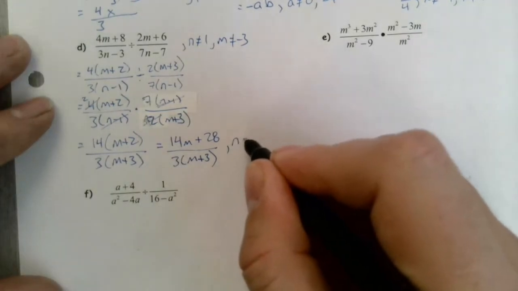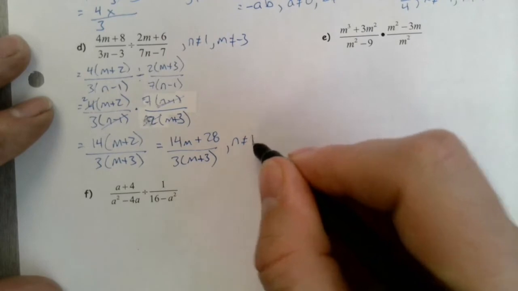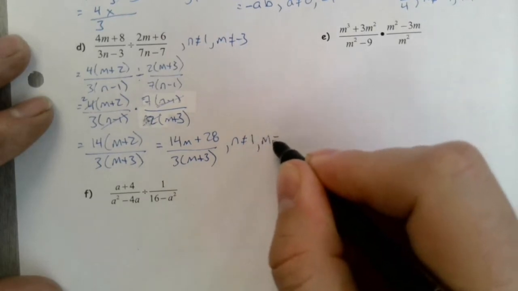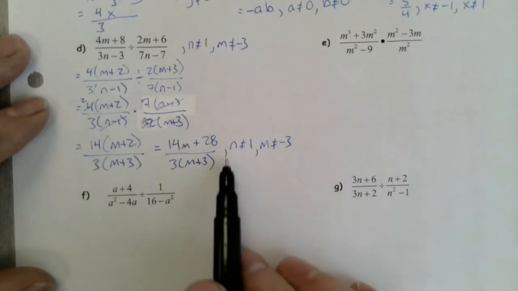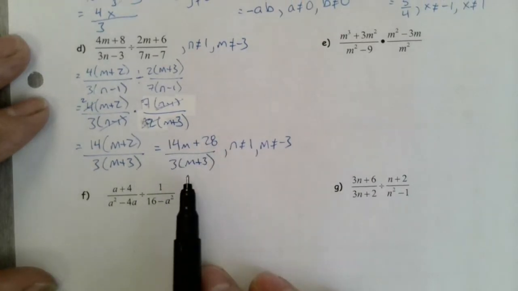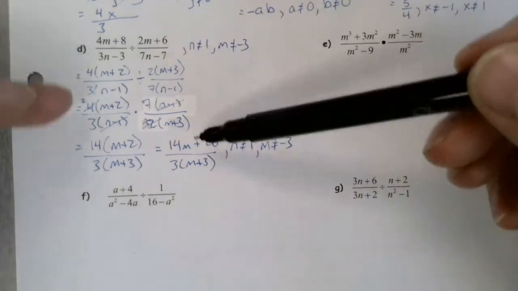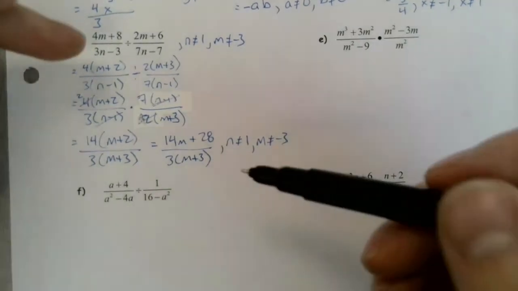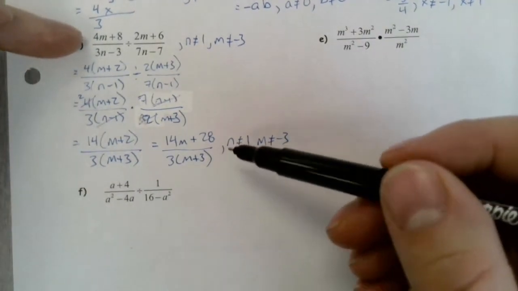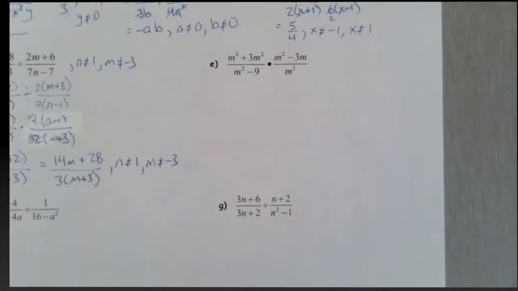But remember, that's only true so long as n is not equal to 1, and again, m is not equal to negative 3. And again, I know that looks weird because there isn't even an n in the final expression here. But it was a step along the way, and it was a restriction that popped up, and so we must include it in order to maintain equality from the question down to our answer.